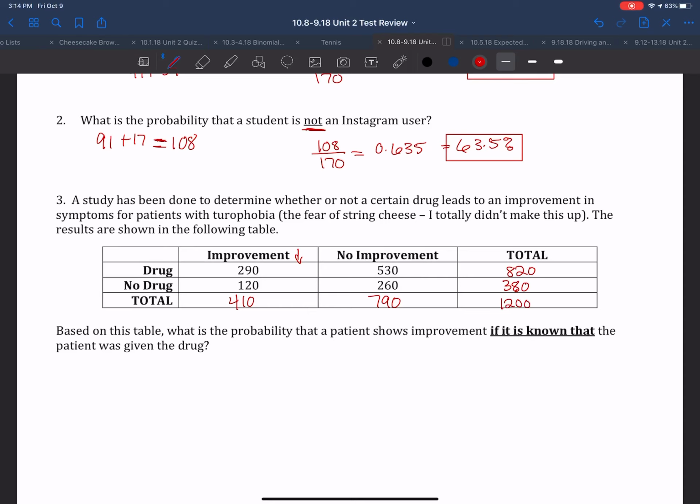And now the first question is, based on this table, what is the probability that a patient shows improvement if it is known that the patient was given the drug? If it is known, this is a given statement, okay? So we want to focus on the patients that have been given the drug. If we look at the drug column, out of the 820 total, how many of them showed improvement? We have 290 that showed improvement out of the 820 that took the drug. That's equal to 0.354, which is the same as 35.4%.